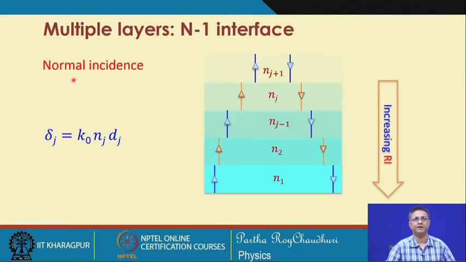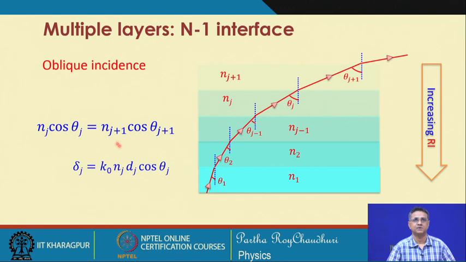Right. Now, we will consider multi-layers, that you have successive layers of increasing or decreasing refractive indices, and let us suppose that the wave is incident at this interface, part of the wave will be reflected, part of the wave will be transmitted, from this interface there will be reflection, and so on and so forth. In this case, because it is normal incidence, so delta j will be k0 nj dj.